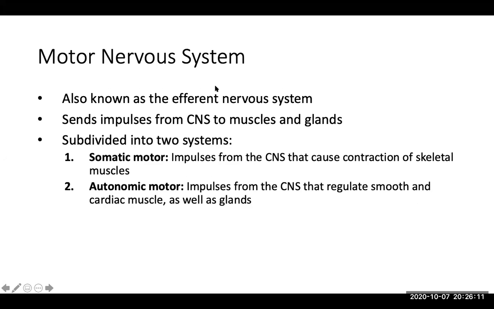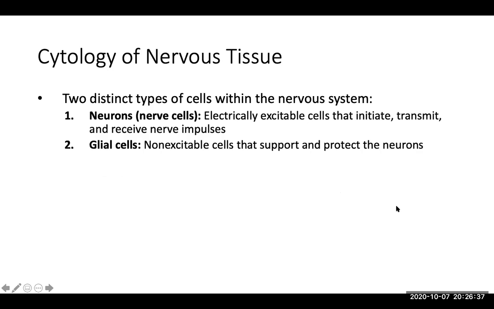The motor nervous system, we call it the efferent nervous system. Think of the effect. It will send impulses from the central nervous system to your muscles and glands. And again, we divide it into two systems. Somatic motor causes contraction of skeletal muscle. This is voluntary, consciously controlled. The autonomic motor regulates smooth and cardiac muscle, anything that's subconscious or involuntarily controlled.